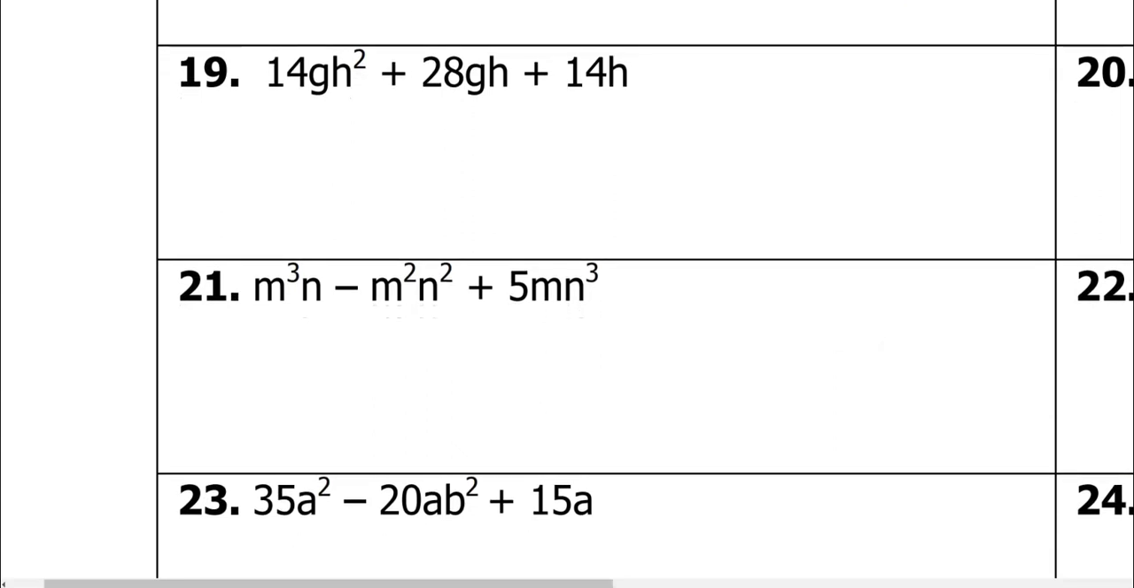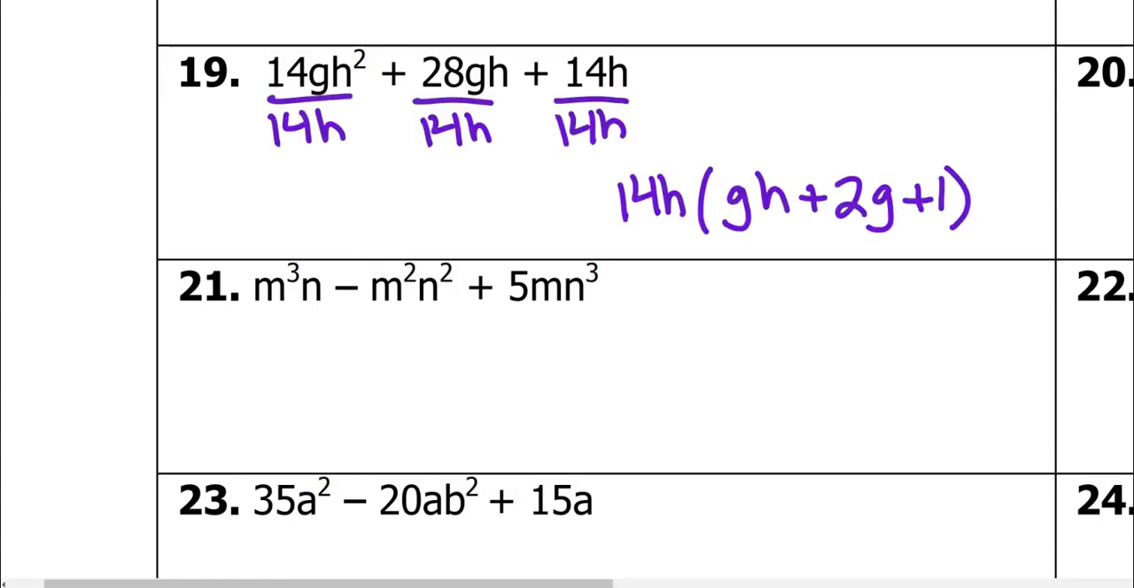Yeah. How about you try it? Try number 19. All right, so 14, 28, and 14. They can all be divided by 7. You're not wrong, but they can also be divided by 14. That's the biggest one. Okay?